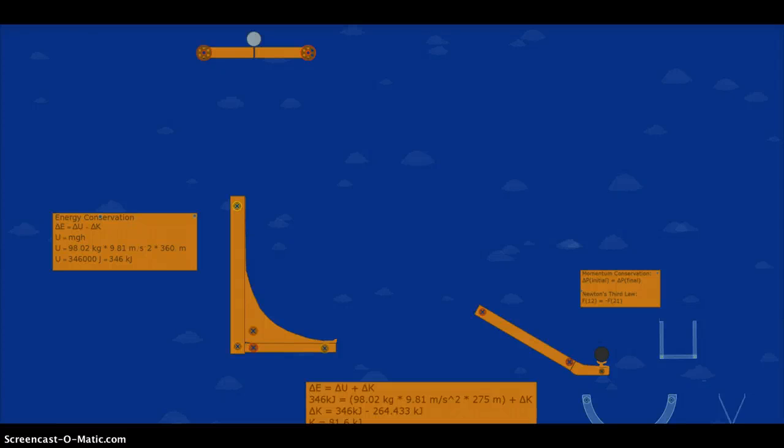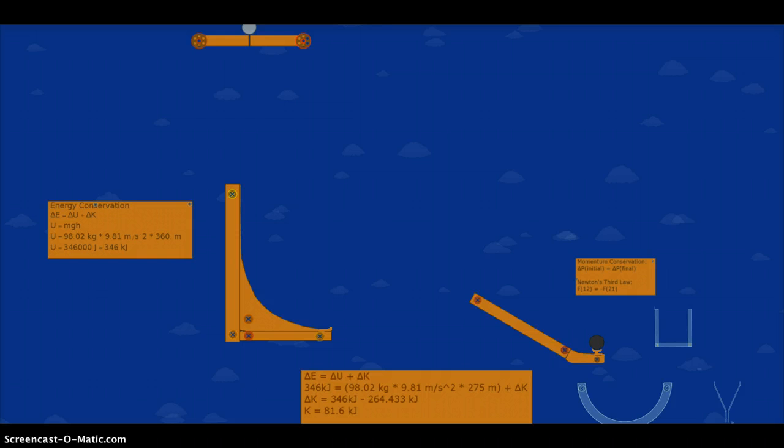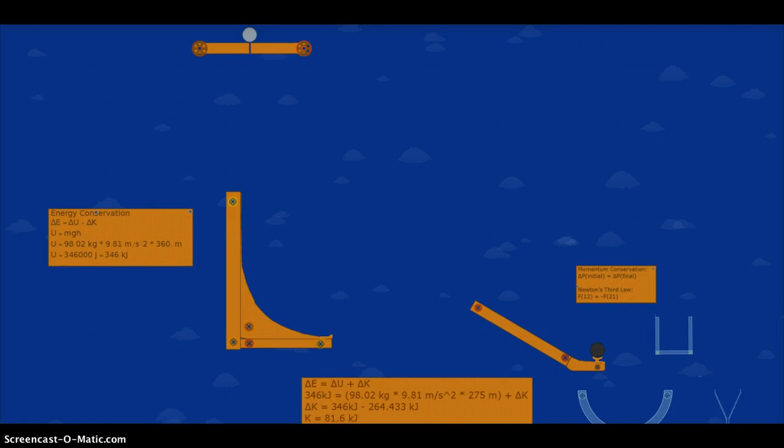Hello Internet, today I will be demonstrating the physics Rube Goldberg machine that I created in Algodoo, which illustrates Newton's three laws of motion, the conservation of momentum, as well as conservation of energy. So let's start, shall we?